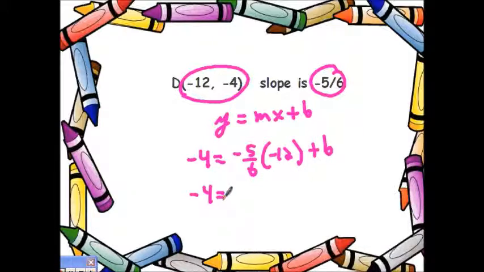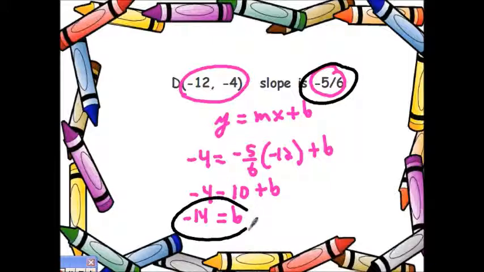I know that a negative times a negative is a positive, so 5/6 times 12. 12 divided by 6 is 2, times 5 is 10. This is a positive 10 plus b. Subtract 10 from both sides, we will get that b equals -14. So now, I know my slope is -5/6. I know my y-intercept. Writing the equation now is easy squeezy lemon peasy. Done.